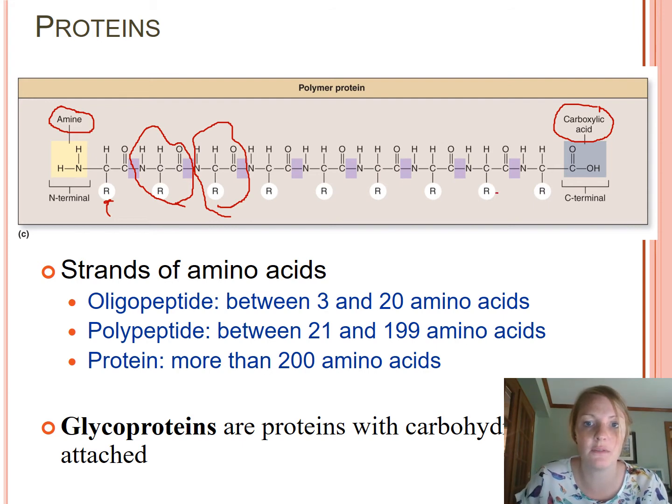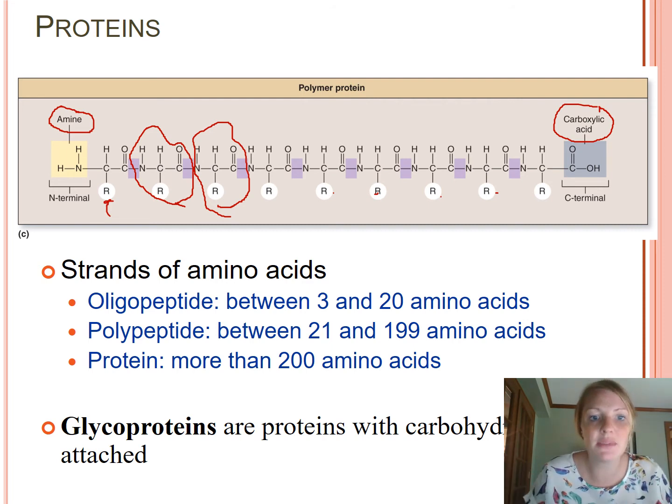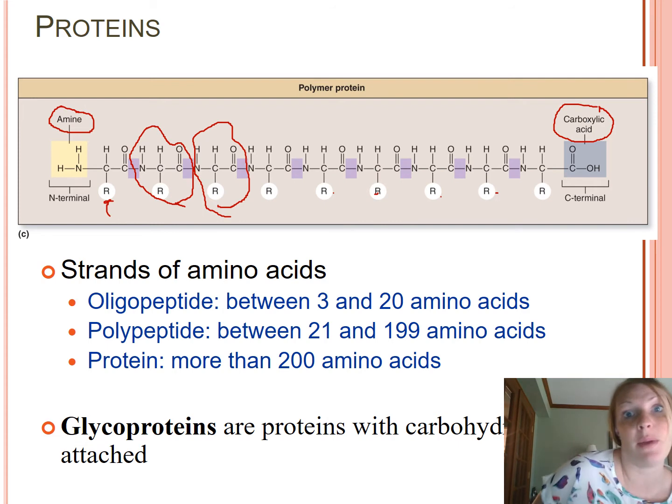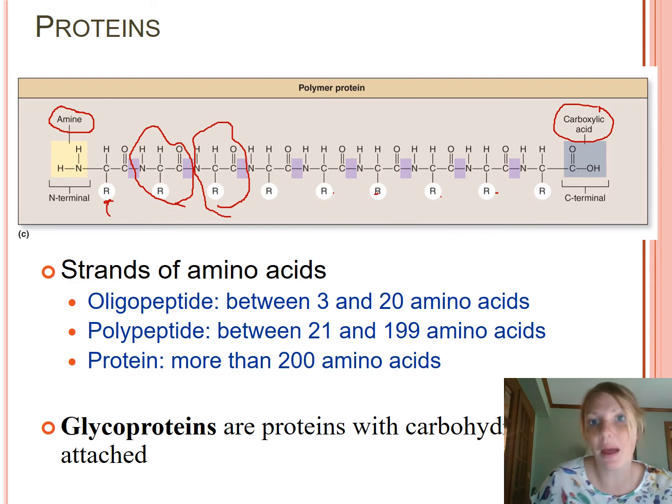So you can see the different functional groups as indicated by the R's. So this is a string of amino acids forming a peptide, or if it's bigger, it's called a polypeptide. If they're super short, they're called oligopeptides, that's like 3 to 20 amino acids. 21 to 199 we call peptides or polypeptides. And then anything of 200 or more, which are the really big proteins in our body, we just call them proteins.